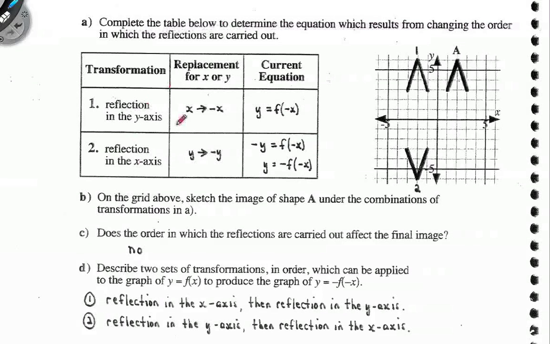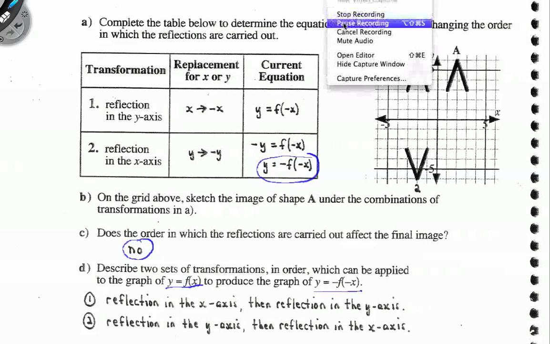You can see if we do change the order, as I mentioned above, that we do end up with exactly the same equation. Does the order in which the reflections are carried out affect the final image? No. Describe two sets of transformations in order which can be applied to the original graph, y equals f of x, to produce the graph of this. Well, simply a reflection in the x followed by a reflection in the y, or you can do a reflection in the y followed by a reflection in the x-axis.